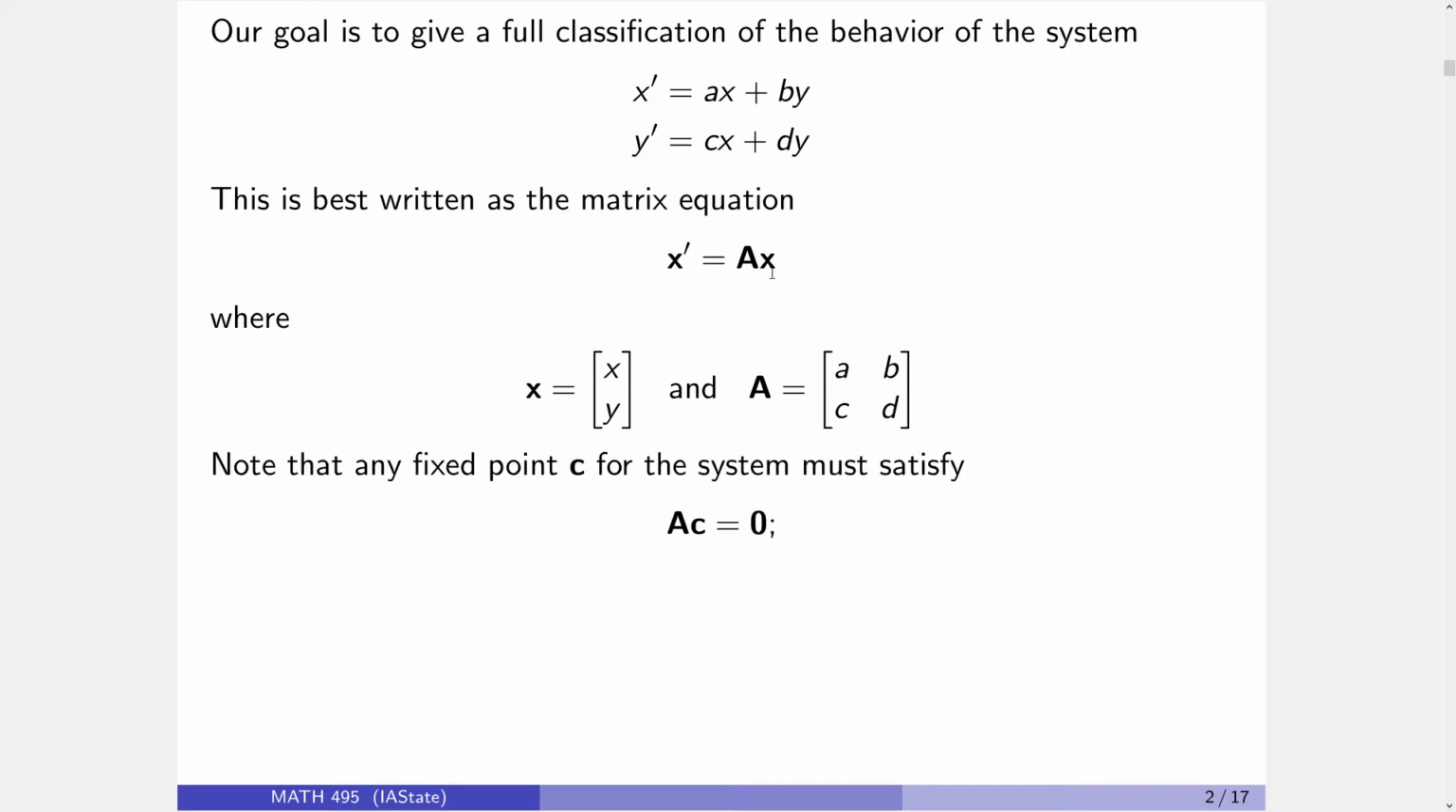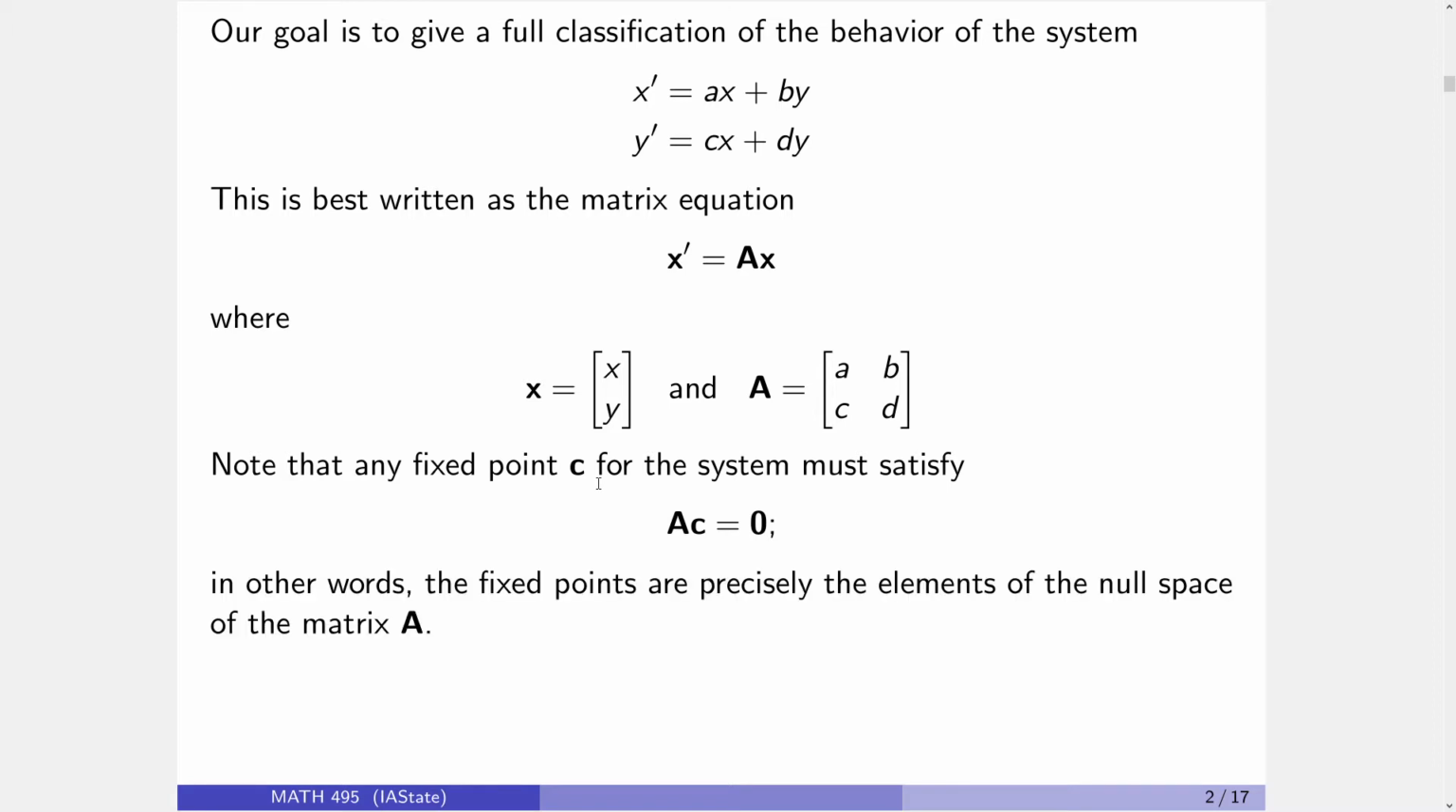Okay, so the first thing to note is that a fixed point for the system would mean that we need the derivative of x and derivative of y to equal zero, so on the left-hand side, we'd have zero. And whatever constants we plugged in for x and y would need to multiply A and equal zero, so we have a vector of constants multiplying A. So any fixed point that could possibly exist is indeed an element of the null space.